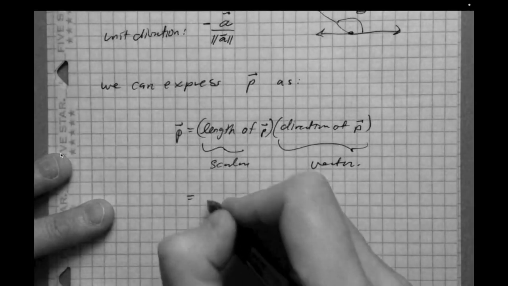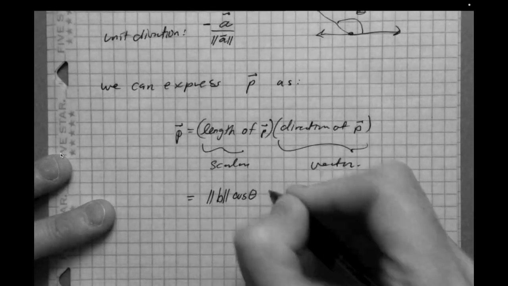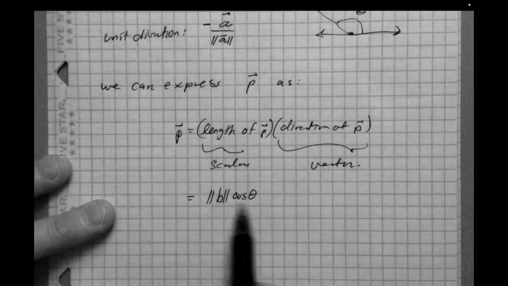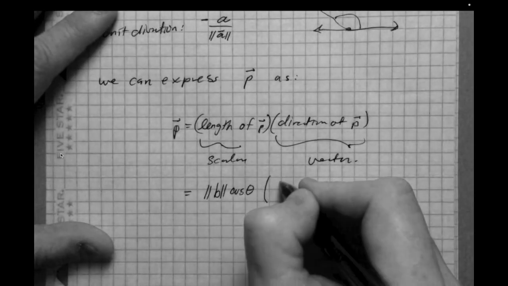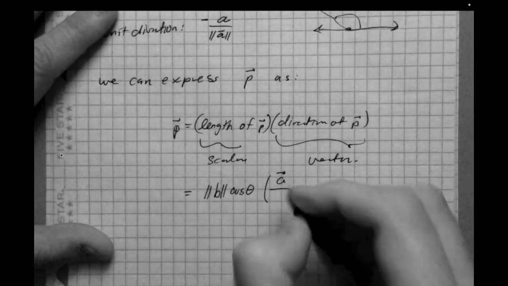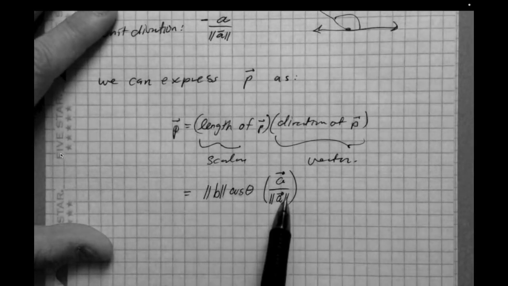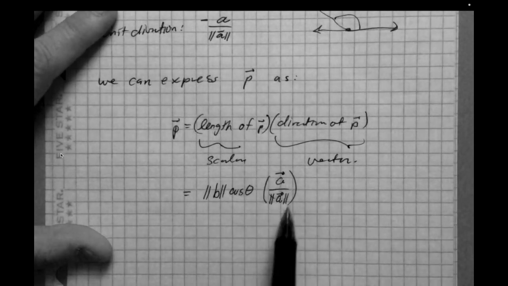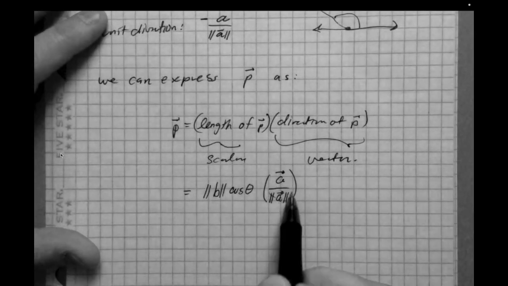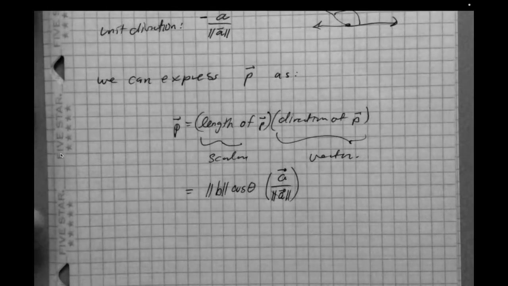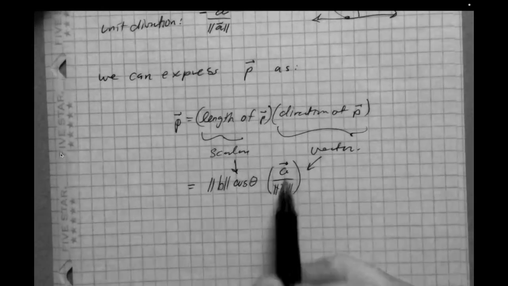Well, the length of P is always going to be b cos theta, which is a scalar. You've got cosine theta, which is a number, and the magnitude of b, which is also a number. And then the direction of P is always going to be A divided by its norm, so this is a unit vector, the vector whose norm is 1. So when I multiply this direction by this magnitude, I get P 100%. That's the vector, that's the scalar, this is the length, that's the direction.